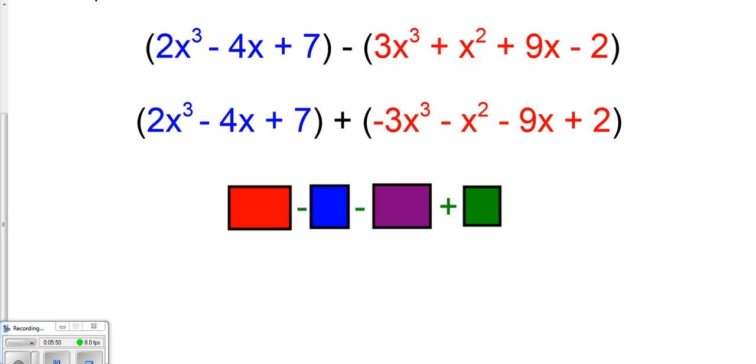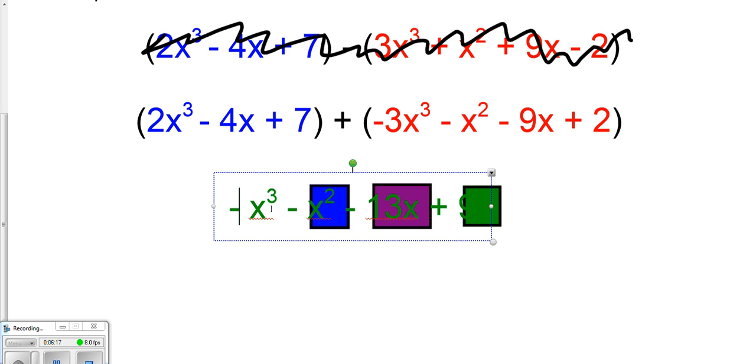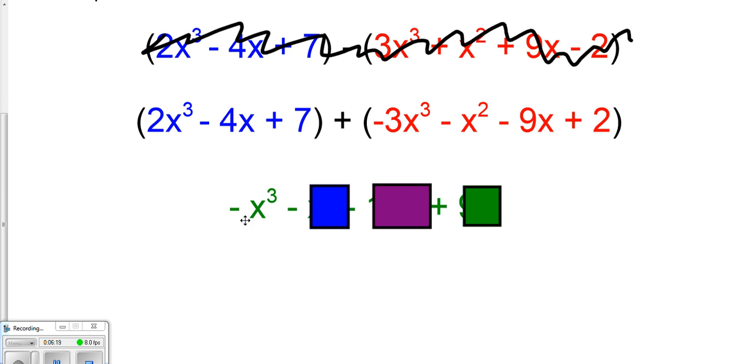So now that we're not looking at this anymore, we basically just have an addition problem. And we've already mastered that addition. You just match the terms by their degree, so x cubed and x cubed, and combine like terms. So 2 and negative 3 would become a negative 1x cubed. If you don't want to put the 1, you can just have negative x cubed.